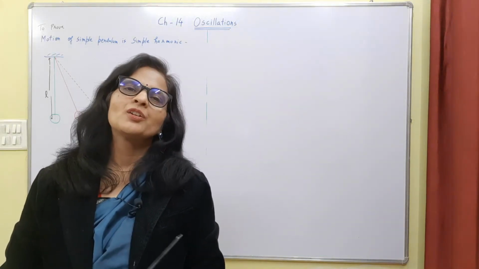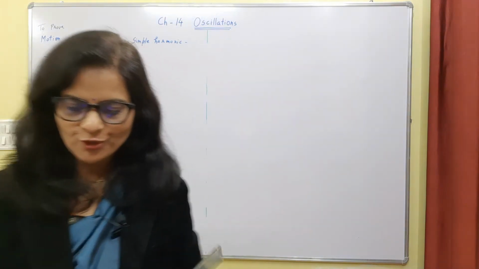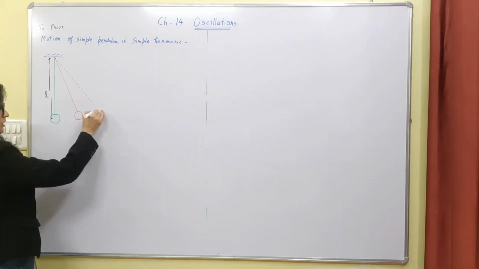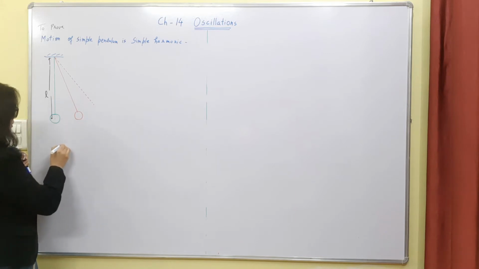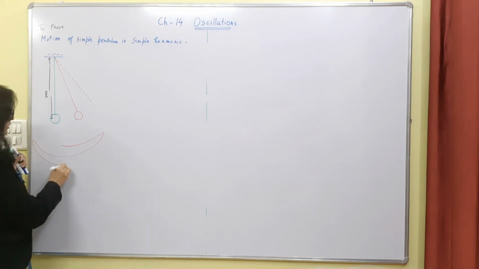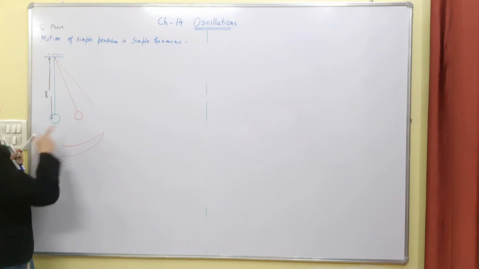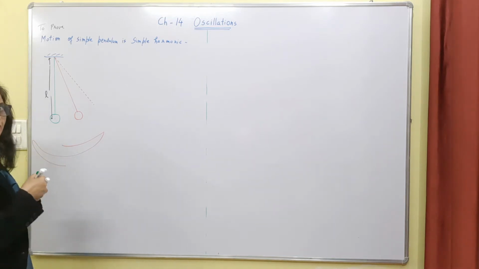Hello everyone. Today we will prove that the motion of a simple pendulum is simple harmonic. So I have drawn a pendulum over here, and this is the extreme position where it will go. I have taken some intermediate position while it is oscillating. So it oscillates like this, goes this way to this extreme and then again to this. This complete motion is called one oscillation.